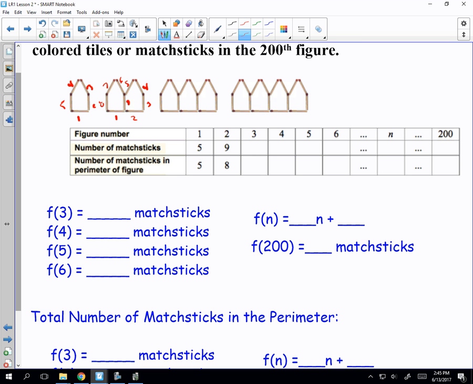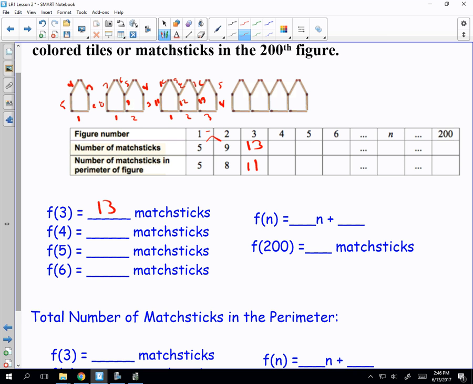Okay, we continue on for our third situation. 1, 2, 3, 4, 5, 6, 7, 8, 9, 10, 11 around the outside, and then we've got 12 and 13 for the entire shape. Okay, so the number of matchsticks is going to be one equation based on the figure number, and the number of matchsticks in the perimeter is going to be a different equation. So now we have our basic pattern. So f of 3 is 13. Okay, hopefully we can notice the pattern.